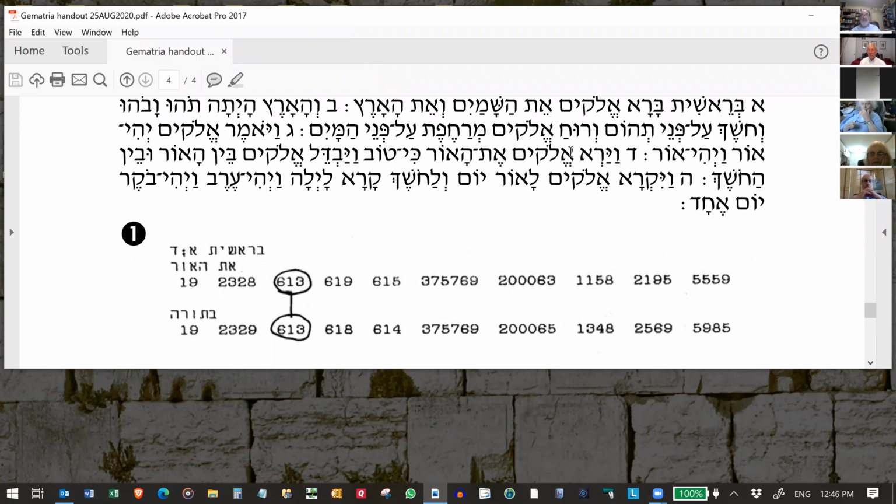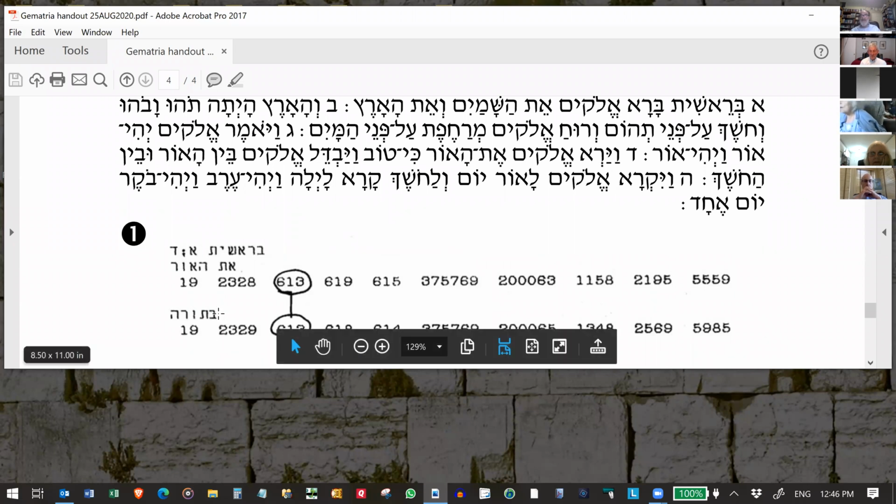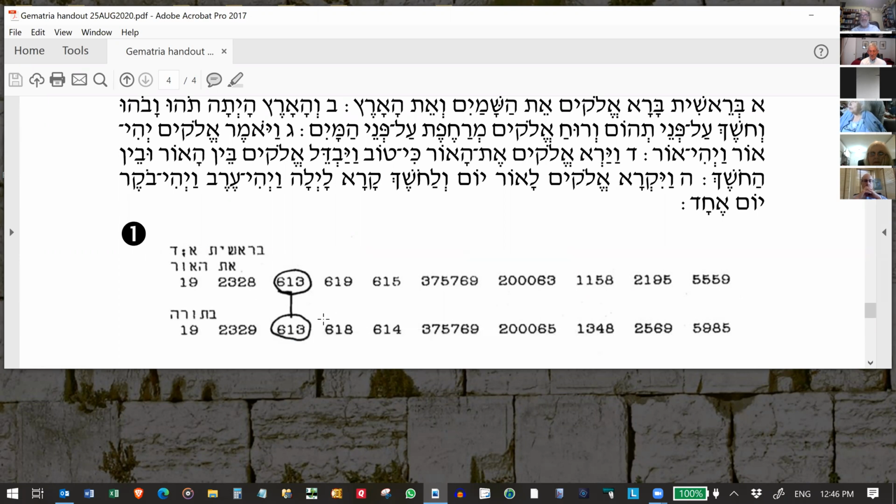Vayar Elokim es ha'or ki tov, and he saw the light, and it was good. Where did Hashem look? Vayar es ha'or, in the Torah. So that's the pshat, that he looked at the Torah, and it's interesting that it comes up to 613. Torah is 611. I don't know if we'll have time to talk about an interesting thing about that, but Torah is 611. But as ha'or ki tov, they both end up to 613.